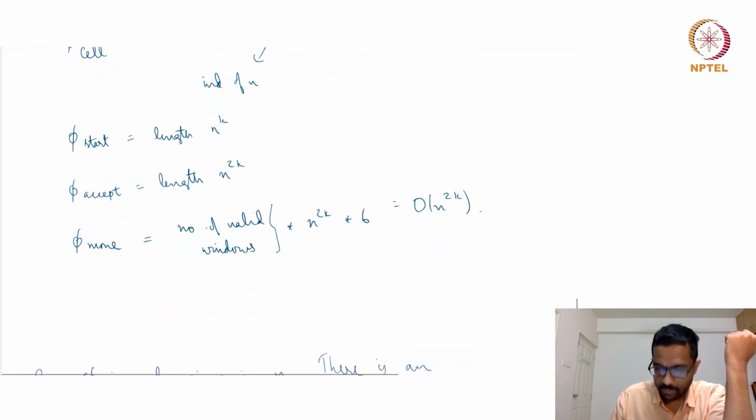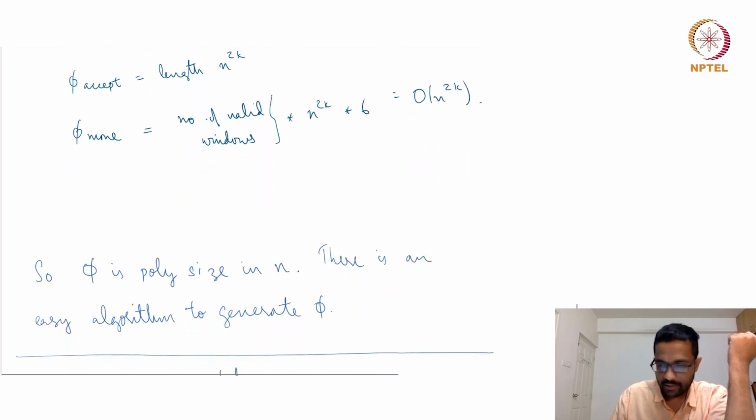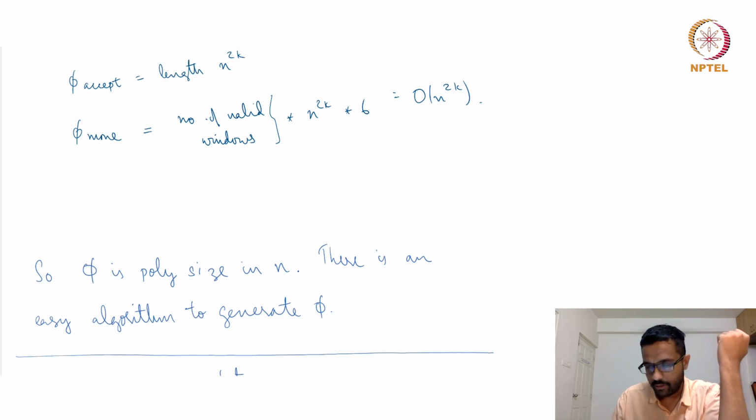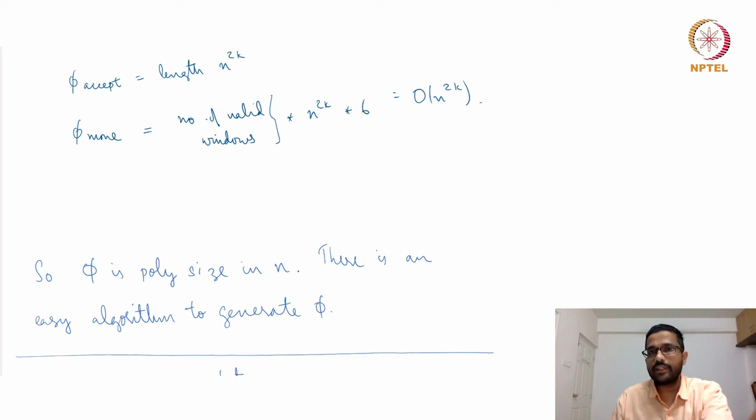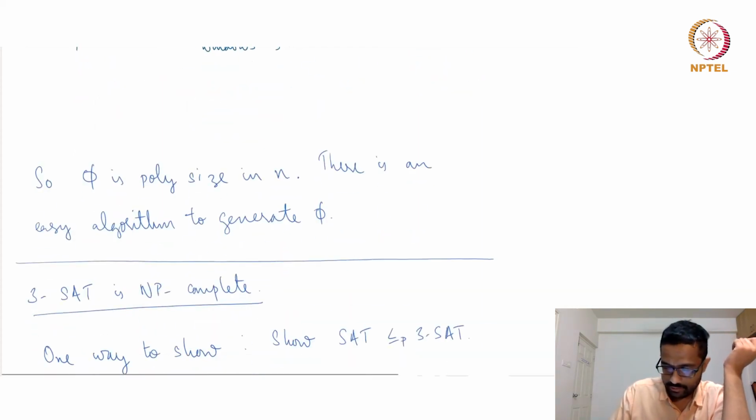This completes the proof that phi is constructible in polynomial time, and hence this is a polynomial time reduction of the language A to the language SAT. So we took an arbitrary language A, and the only property that we insisted on A was that it is in NP, and from this we reduced to SAT. This means any language that is in NP can be reduced to SAT in polynomial time, which means that SAT is an NP complete language.